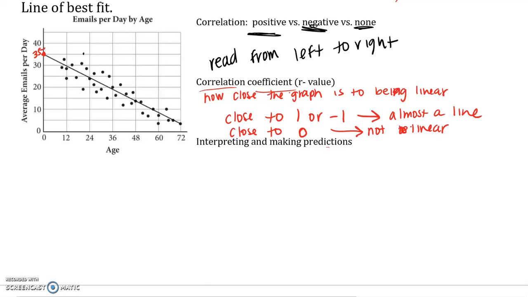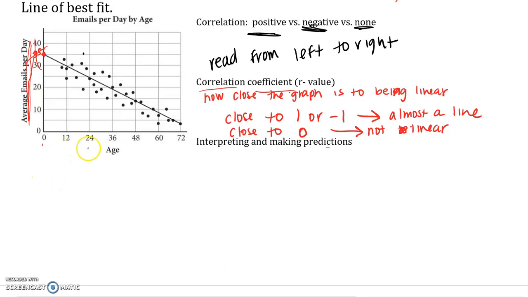I could ask you, what does that y-intercept mean? And you would have to look at your scale, your label over here, average emails per day. So the y-intercept, if a person is 0 years old, they would get 35 emails a day, which doesn't really make sense. So this y-intercept doesn't mean anything because a 0-year-old is really not going to get emails.